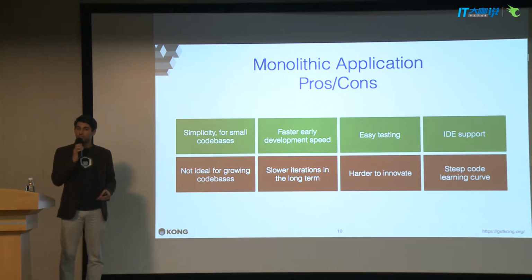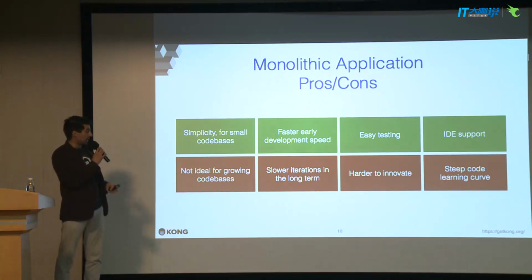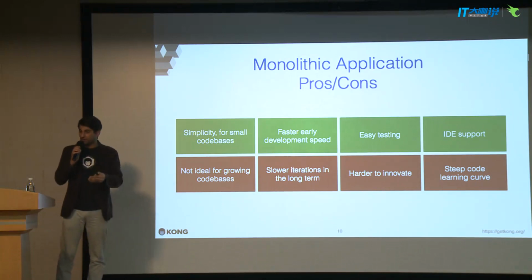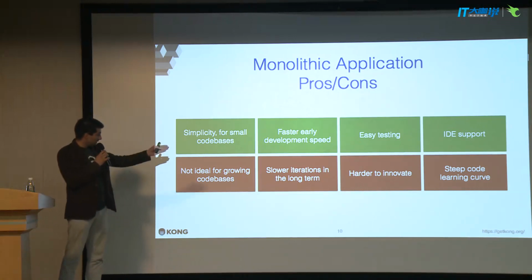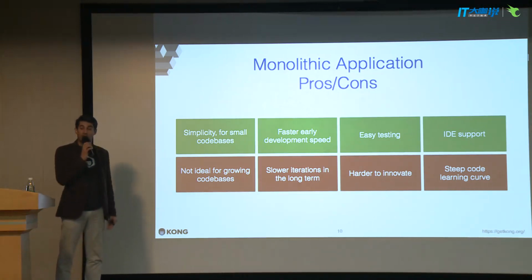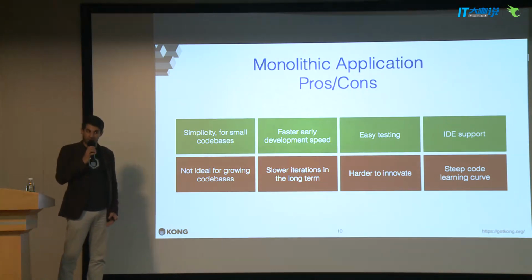Let's say that, for example, we want to adopt Cassandra or MongoDB in one of our microservices. In a monolithic code base, it's harder to isolate the use case. And if something goes bad, everything goes bad. And because of that, it's a steep code learning curve. It takes longer and longer as time goes on to learn the code base and improve the code base.